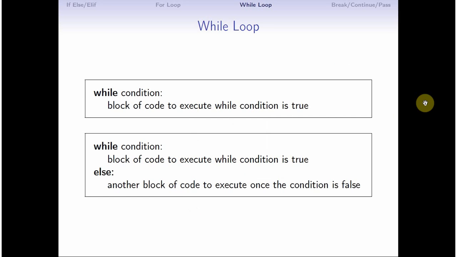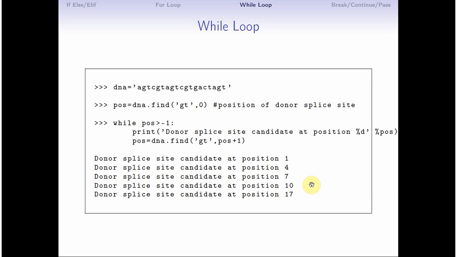What do I mean? Let us look at the general form. How does it look like? While some condition, then they will execute. Remember the indentation: the block of code to execute while the condition is true. You can use while and else also. While condition, the block is executed while the condition is still true. You keep on running until one of the repetitions fails. Else, another block will be executed once the condition is false. Not sure what I'm talking about? It's okay. Let's look at one example.